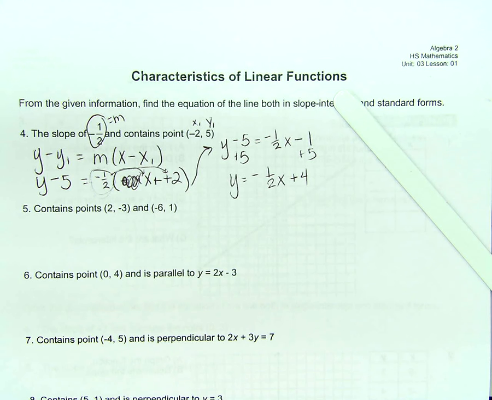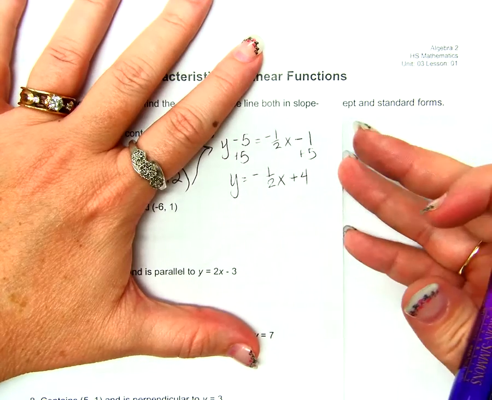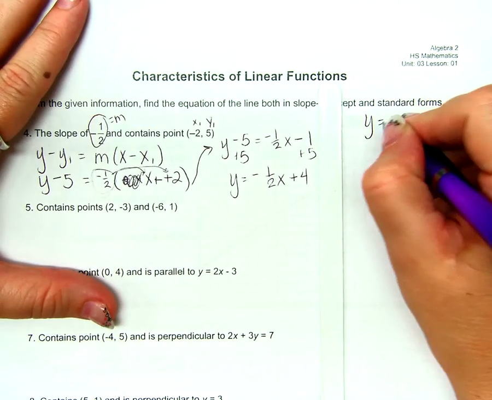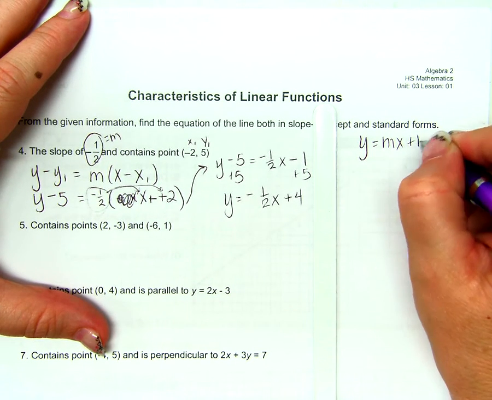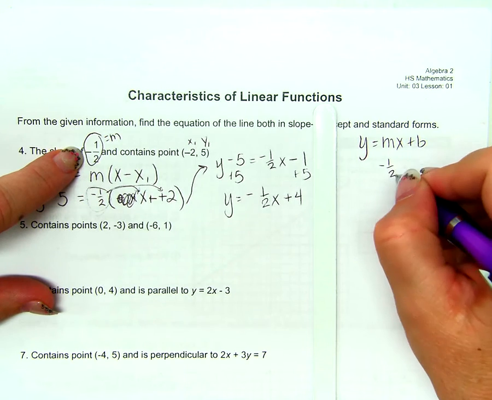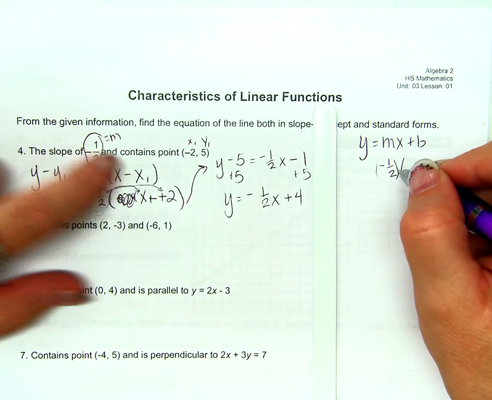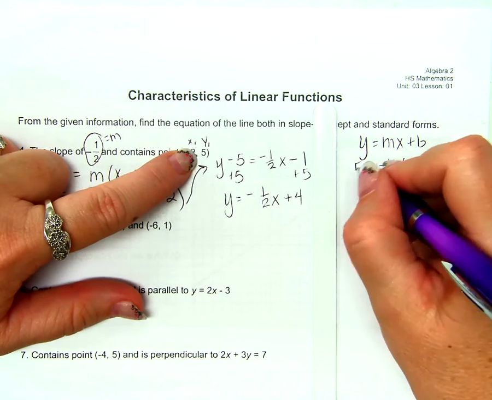I would like the opportunity for just a moment to blow your mind. Is that okay? So what if I started here instead? Y equals mx plus b. And what if I said that was m, -1/2? What if I said that was x? And what if I said that was y?